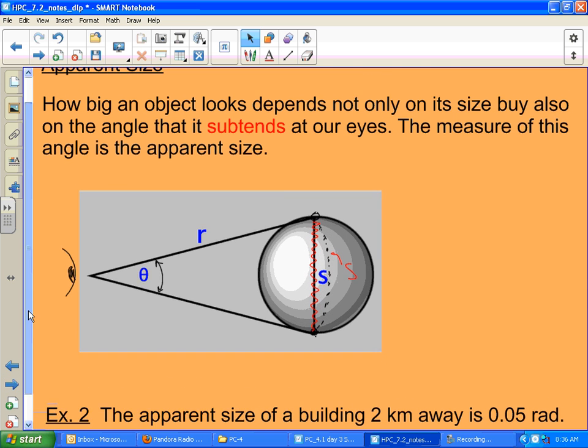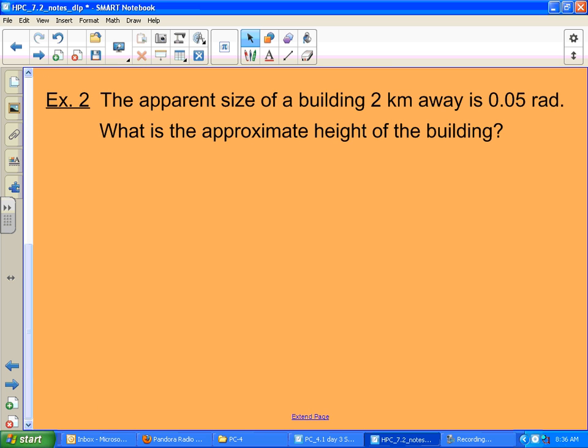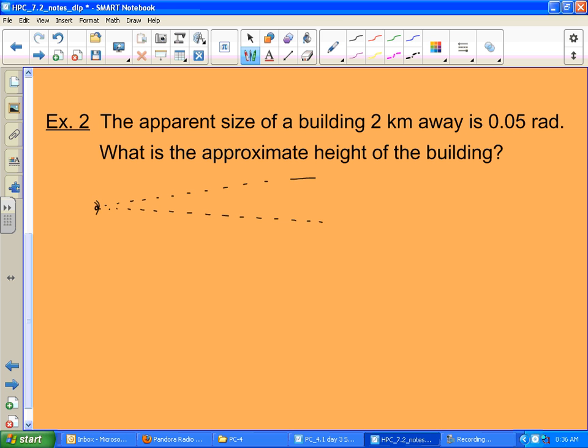So let's see how this thing works. The apparent size of a building 2 kilometers away is 0.05 radians. What is the approximate height of that building? So again, visually what's going on is here's your eyeball, and we're looking at some building that's way far away. Here's our building.